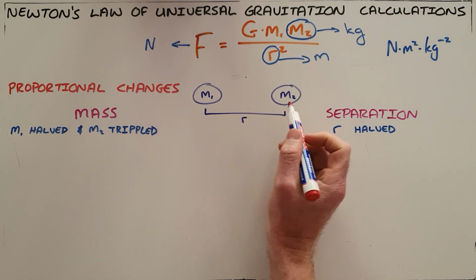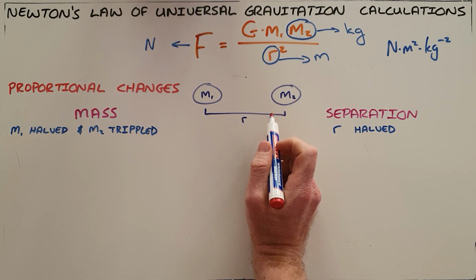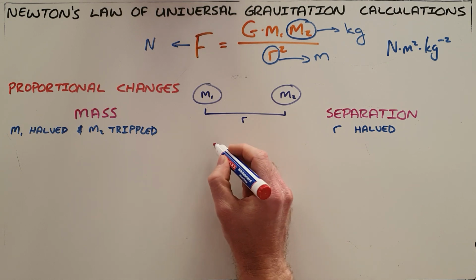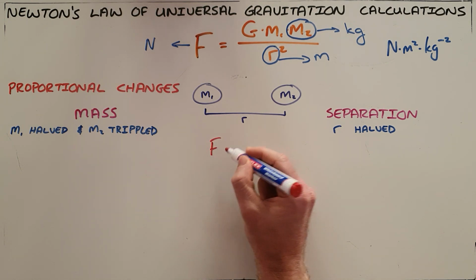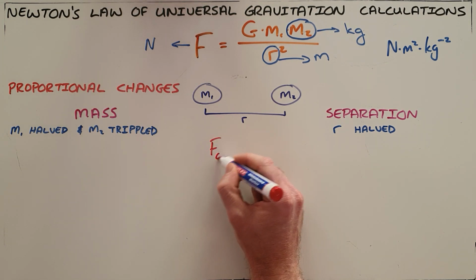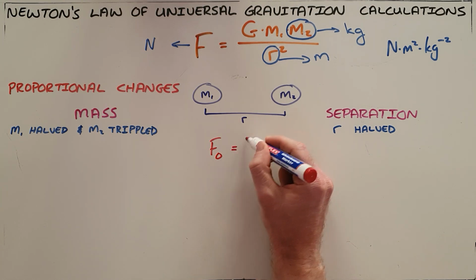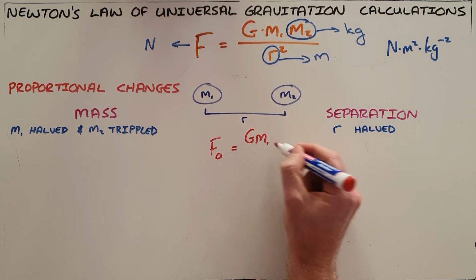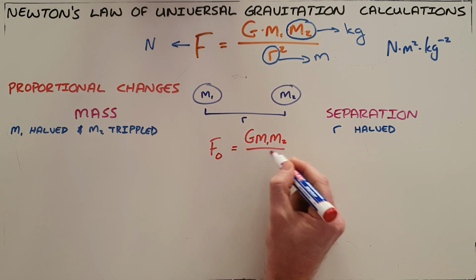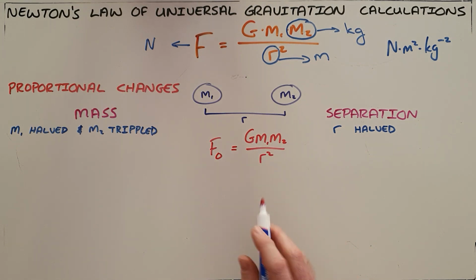So you are told that there are two objects, m1 and m2. They are initially a distance r apart, and there exists a force F between them, or we can call it F0 or F original, which is just the formula as it's given. And then there are changes that can be made to the setup, and then they ask how the force changes.